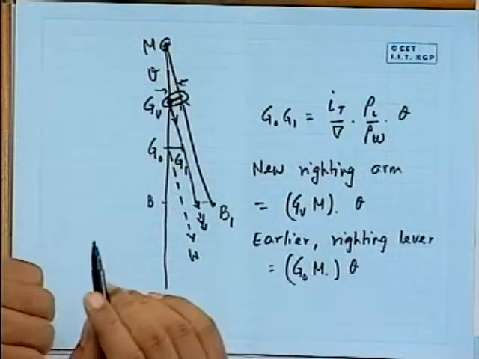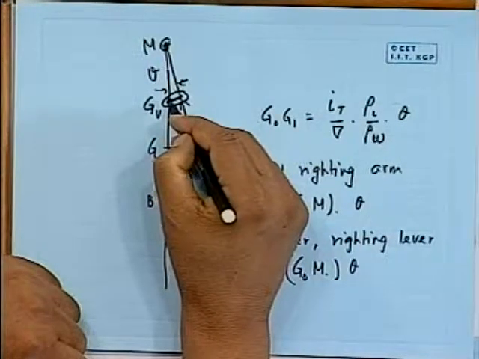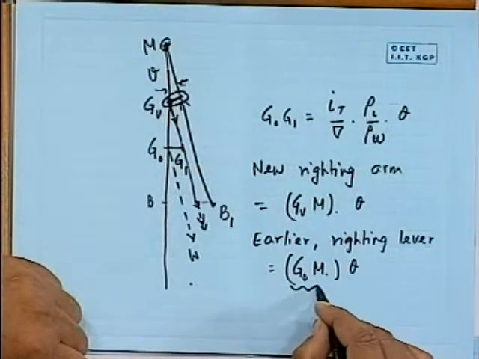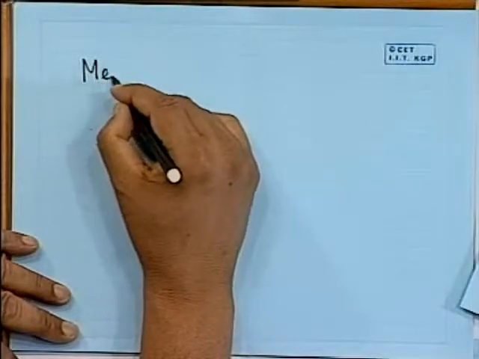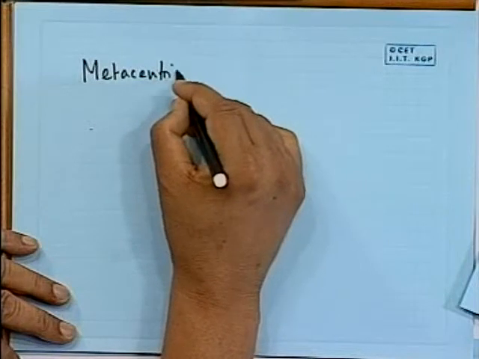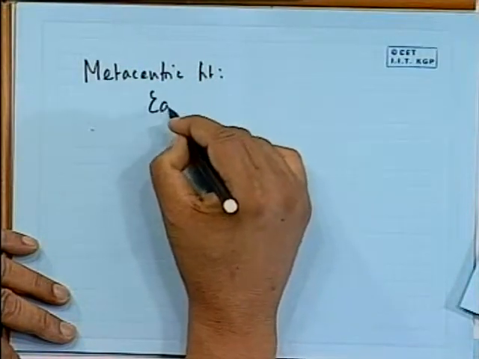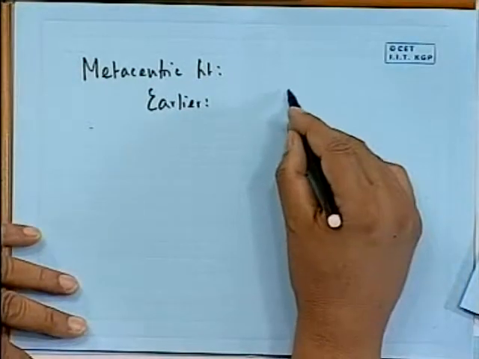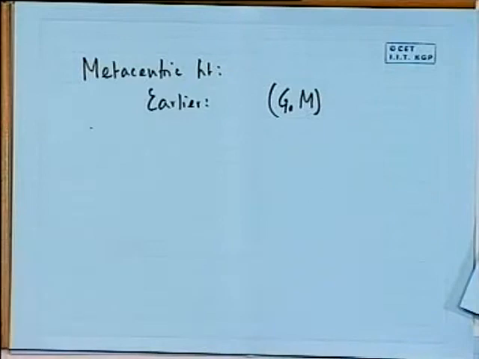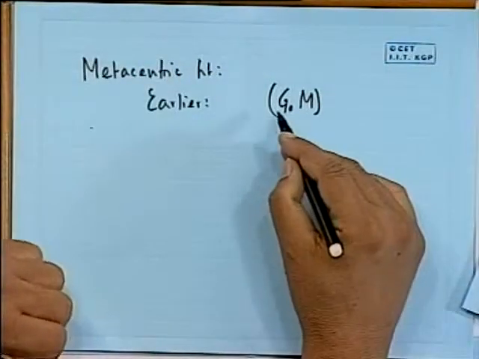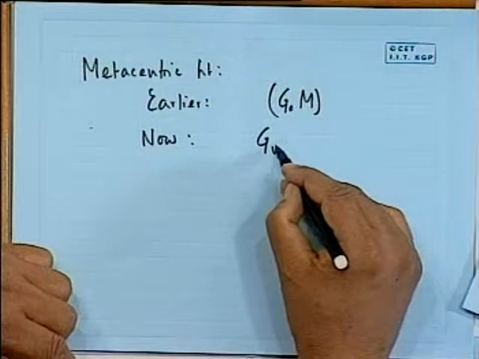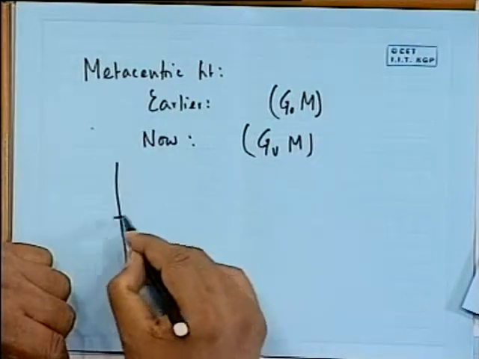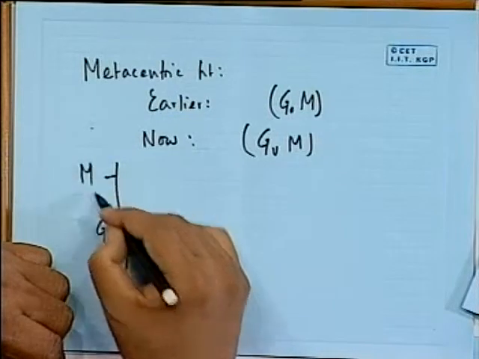In other words, it is as if my G has gone up by this distance. In terms of metacentric height, if I call this my old metacentric height, let me write it down again. Earlier it was G0 to M, and therefore my righting lever was this into theta. Now with free surface it is GV to M. See here, this is my GV, this is M, and this is my G0.